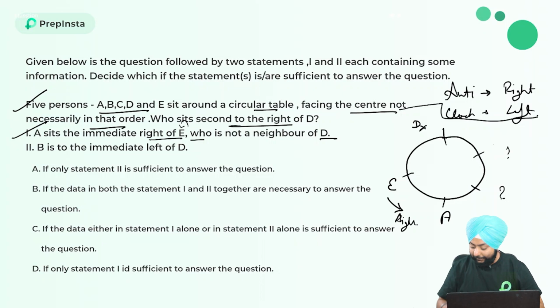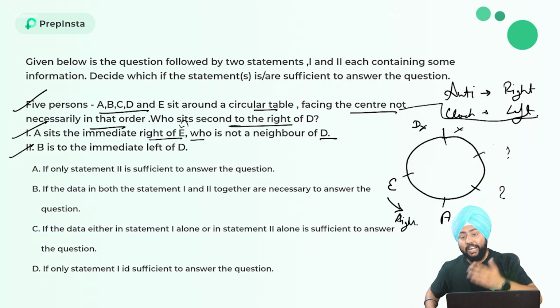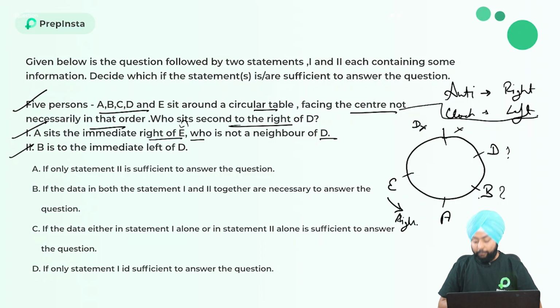Okay, let's use the second statement. Now B is to the immediate left of D. I know D cannot come over here. So if B is to the immediate left of D, left means clockwise. So B is immediate left of D. If this is D, B is the immediate left, because left means clockwise.